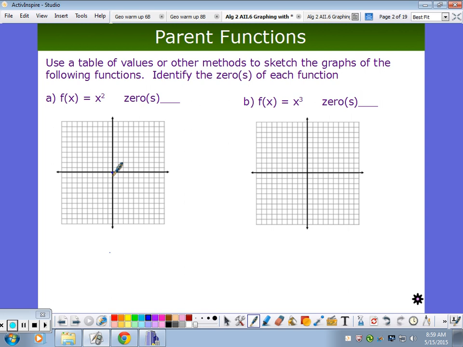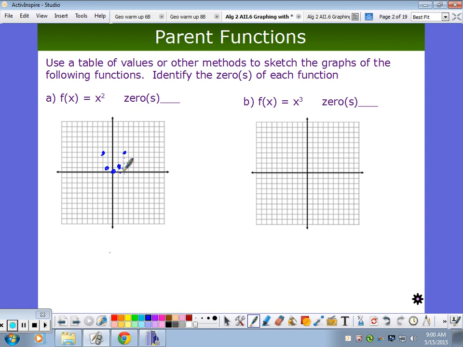So if you start at 0 and you plug 0 in, what do you get for y? 0. If you start with 1, what do you get for y? 1 squared, 1. Well, what about negative 1? Same thing, right? So what I get on this side, I'm going to have on the other side. What about 2? If x is 2, 4. 1, 2, 3, 4. And I'm going to have a matching point on the other side.